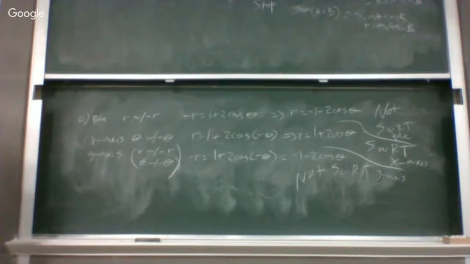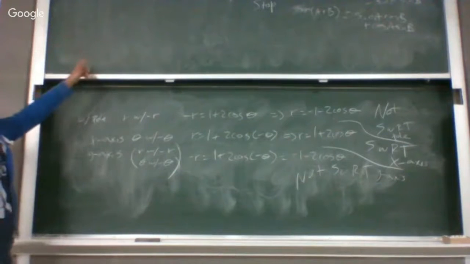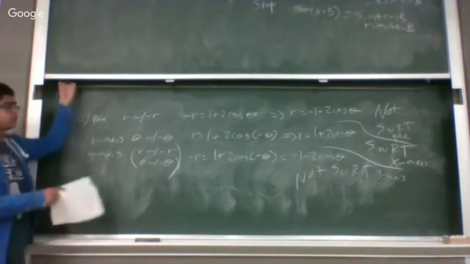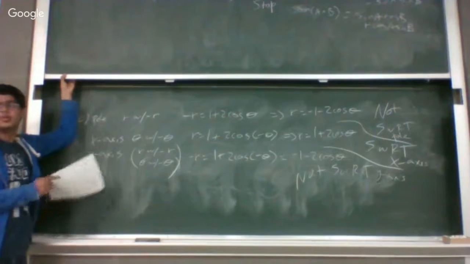Did that all make sense? This is for symmetry. If you don't get the same equation, it's not symmetric with respect to that axis. But if you get the same equation up there, that means you found all the alternate equations. So are you guys good with this? I'm going to bring it down.